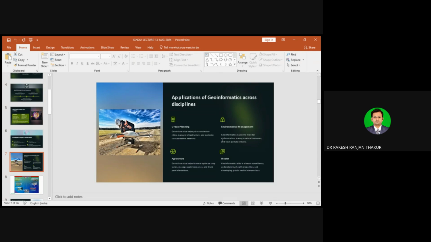Obviously I will not talk about the environmental management, you know about it. Then obviously in agriculture and health sector also the role of geoinformatics is very important.